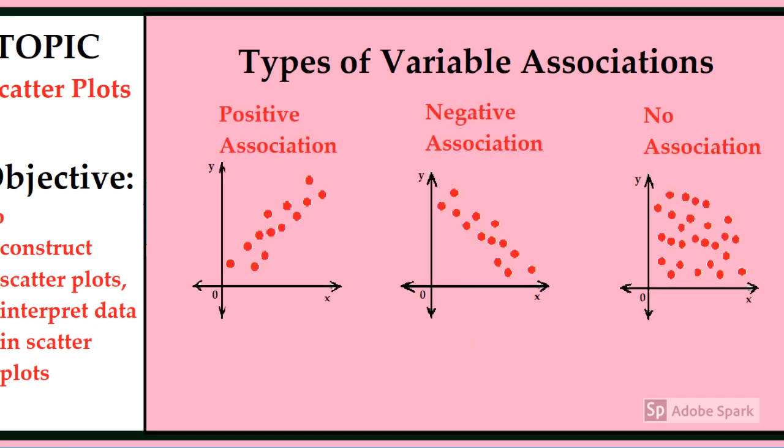Therefore, we have three types of variable association. The positive one, which is going up: as x increases, y increases. The negative, which is going down: as x increases, y decreases. And the one with no association, which means there's no clear pattern.